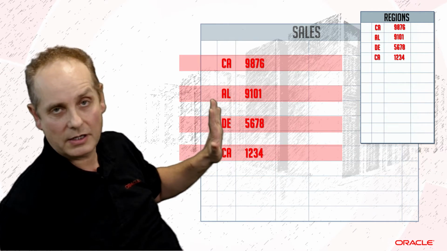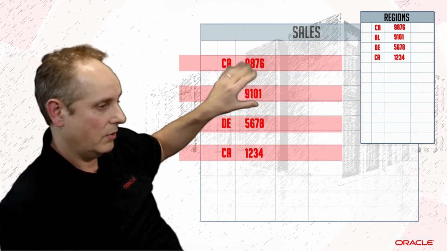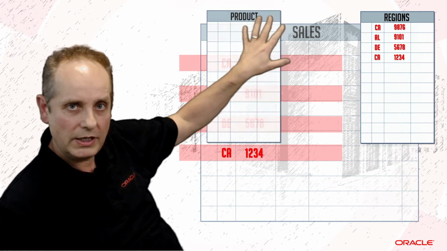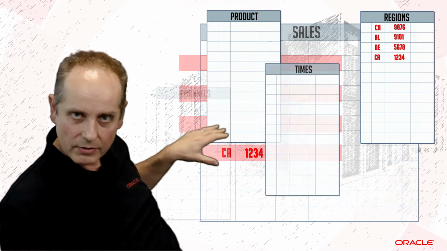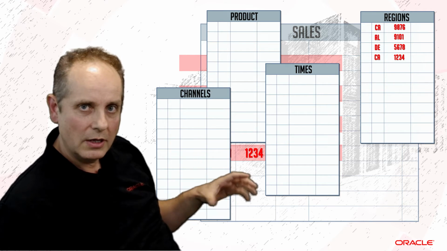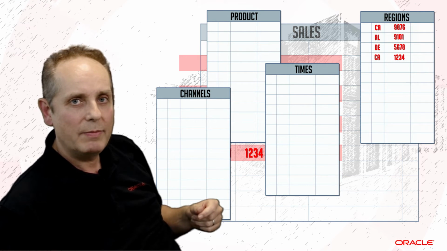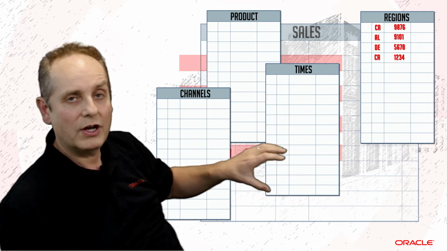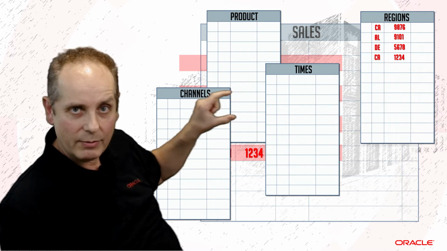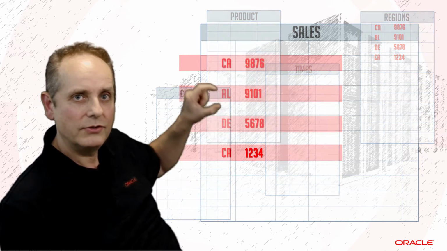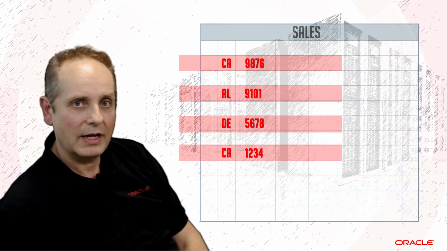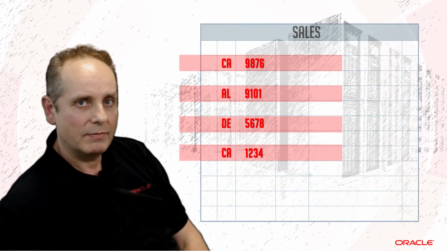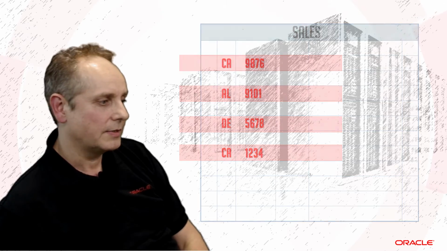So in a typical star schema, we have sales, products, regions, times, channels, those kinds of dimensions. The zone map gives us the capability of, when we run queries using those different dimensions against our sales table, we can still target zones within that fact table. So that's what zone maps give us the ability to do.